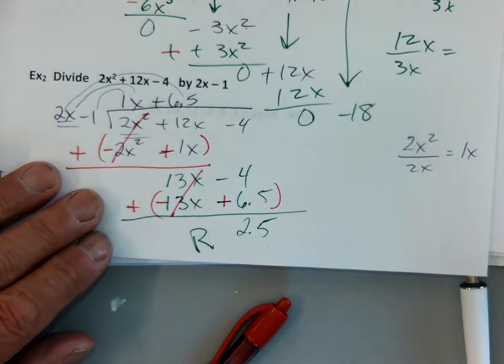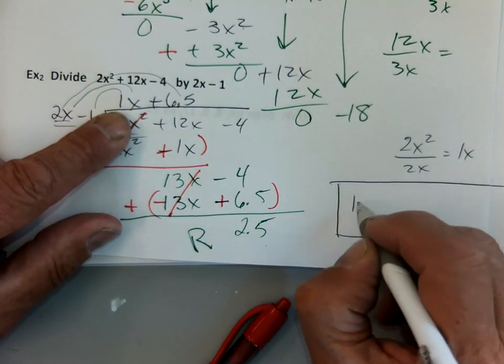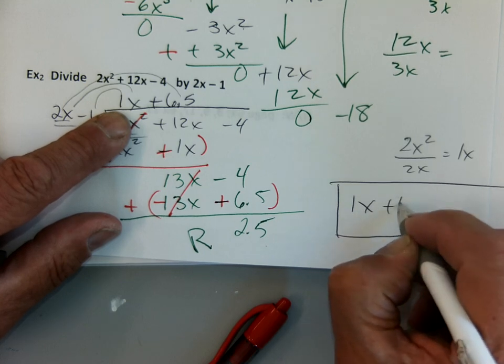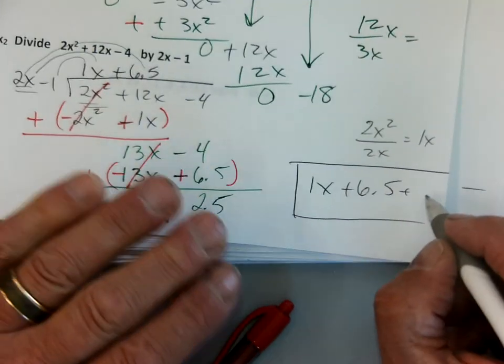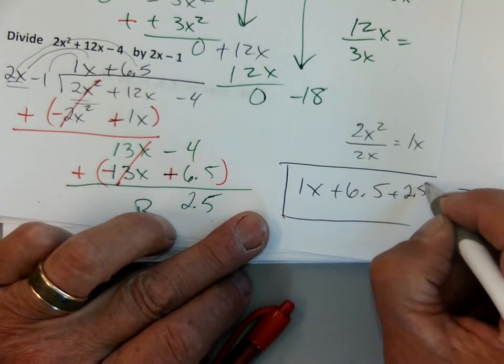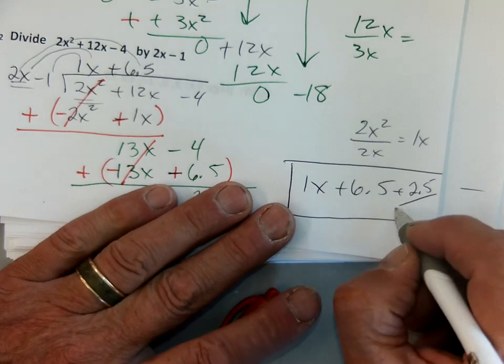So my answer is going to be my 1x plus 6.5 plus my 2.5 over what I divided by, 2x minus 1.